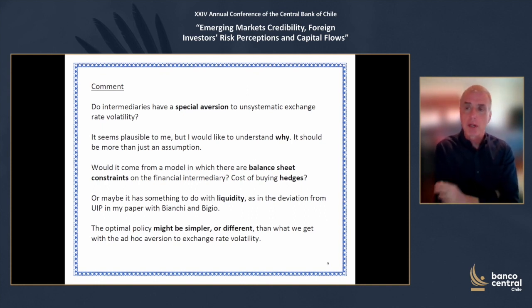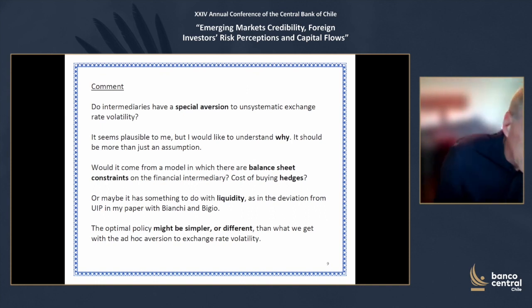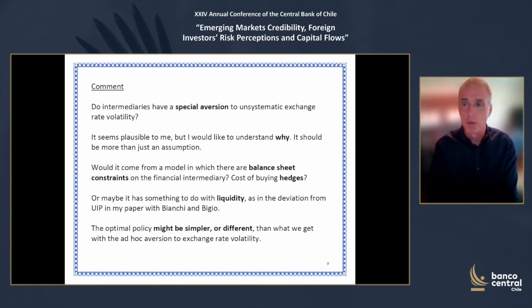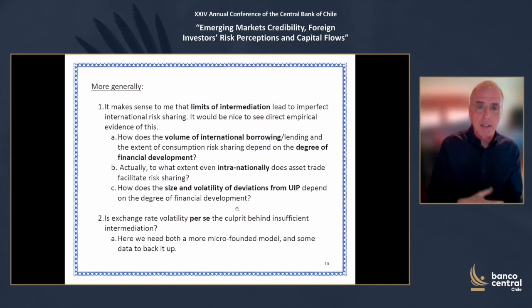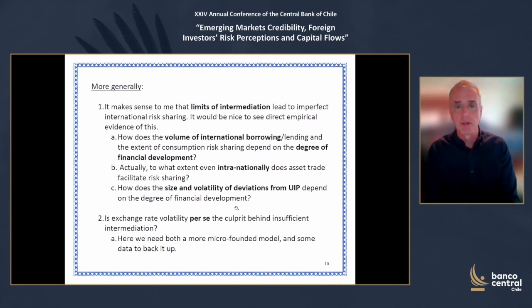But then if we know the true reason why this uncorrelated exchange rate risk matters, then I think it might be that there's a different policy that's optimal, or maybe a simpler policy, something about some kind of banking regulation or something. So it would be worthwhile exploring that in greater detail. What is it about this unsystematic risk that is so important? More generally, it makes sense to me that limits to intermediation are going to get in the way of perfect risk sharing, but it would be nice to have more empirical evidence on that.